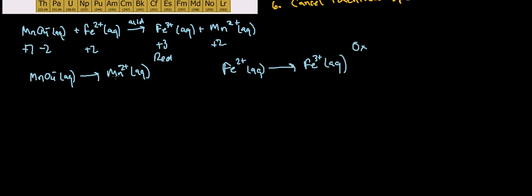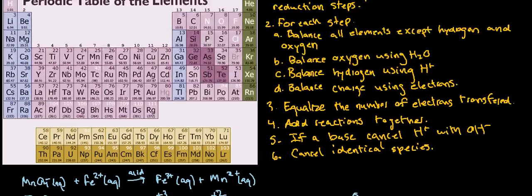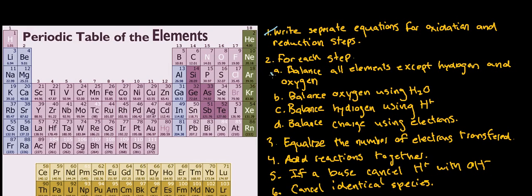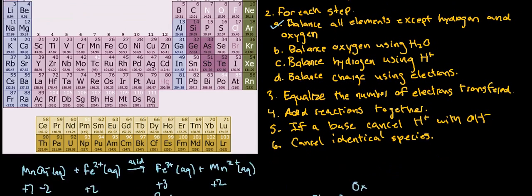There's one manganese, one manganese. So this is already balanced. One iron, one iron. This is already balanced. That might not always be the case. I might have had Mn2O4 or something. That's not a real thing, but if it was, then I'd have to balance it out by adding 2 to the other side. But they are already balanced. So that's check. Balance oxygen using H2O.